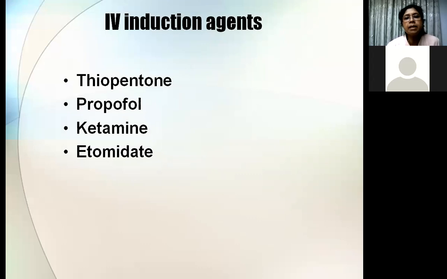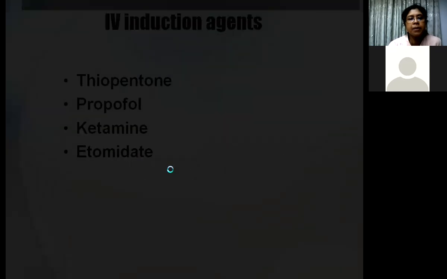So the IV induction agents that we use are, now these are drugs that we use to supplement anesthesia, the gases. To induce a patient or to put them to sleep, we need a strong agent. So IV induction agents are the ones that we use to quickly put them to sleep, and thiopentone, propofol, ketamine, and etomidate are drugs that we use.